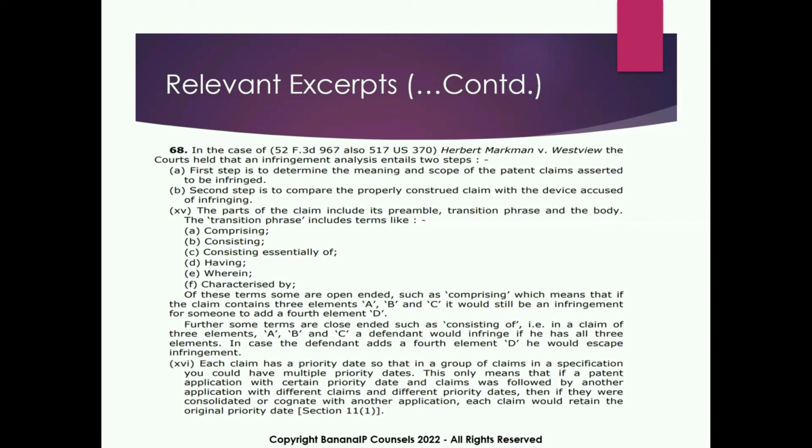So it is important to note that every claim will have a priority date. This means that if a patent application has different claims with different priority dates, then if they were consolidated or cognate with another application, each claim would retain the original priority date. This has been explained in section 11 of the Patent Act. So these were some of the principles that were laid down in this case, which were considered for the infringement analysis and also for validating the patent claim.